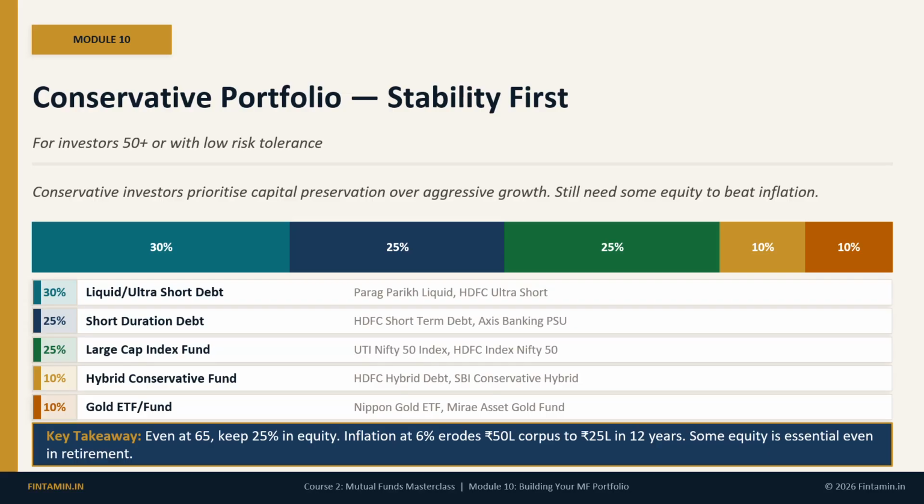10% in a conservative hybrid fund, 10% in gold ETF or gold fund as a hedge against uncertainty. Expected return 8 to 10% CAGR, maximum drawdown in a bad year 10 to 15%. This portfolio lets you sleep well at night.